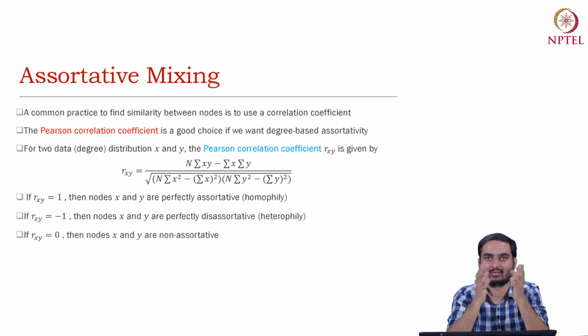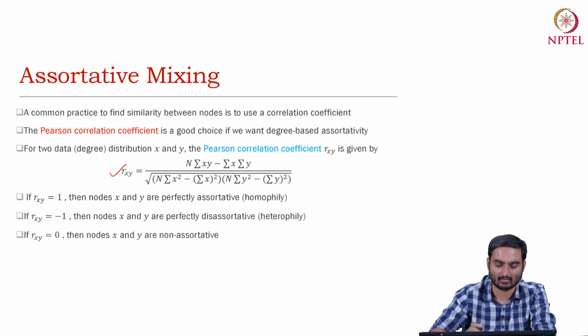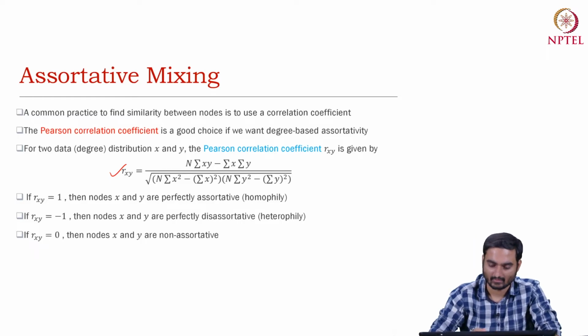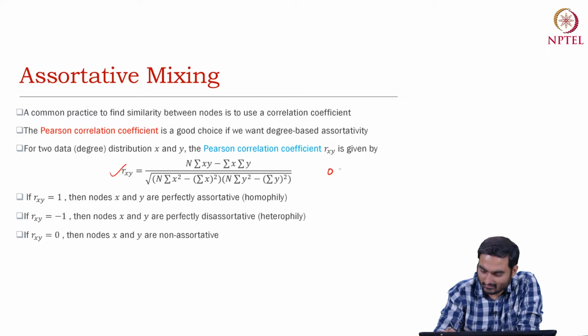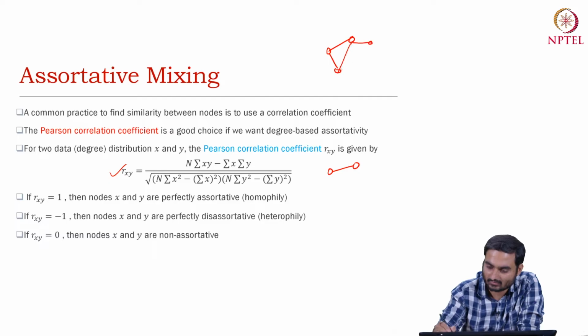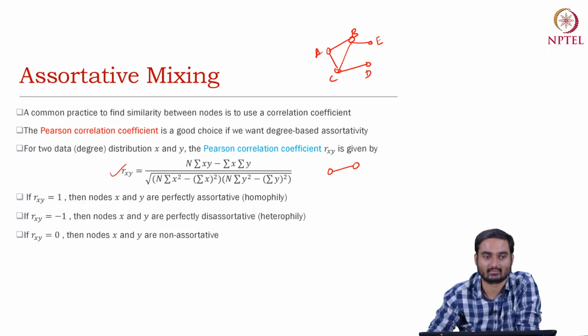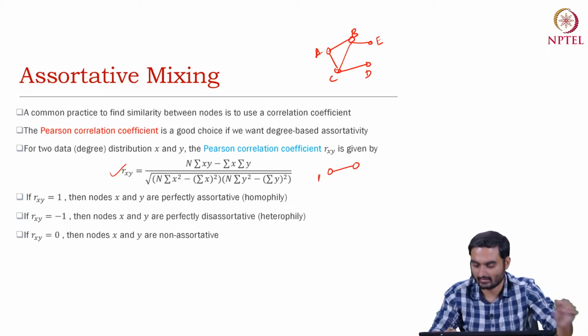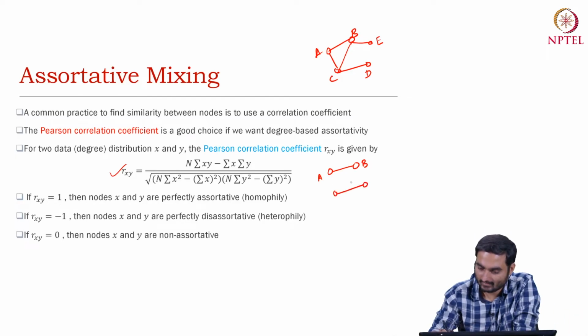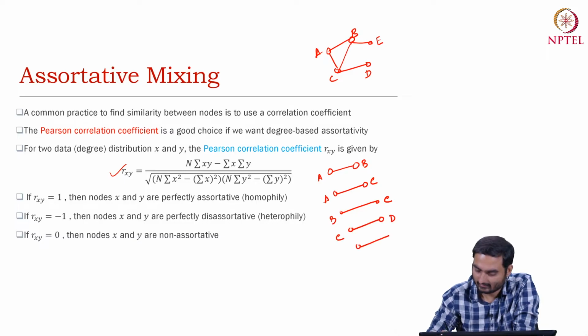And how do you quantify it? It's very simple. You can use a simple Pearson correlation. So let us assume that this is a network with nodes A, B, C, D, E. Let us first arrange all the edges. So you have edge AB, edge AC, edge BC, then CD, then BE.